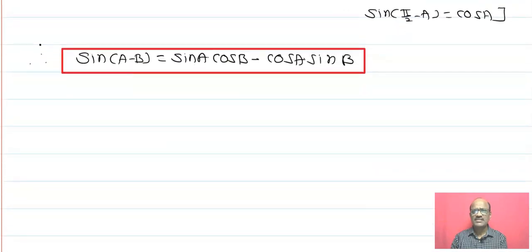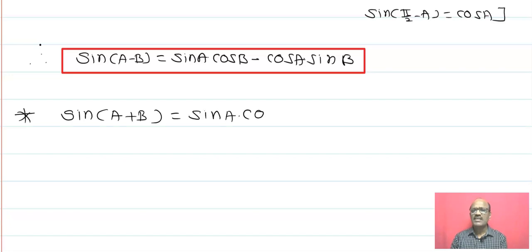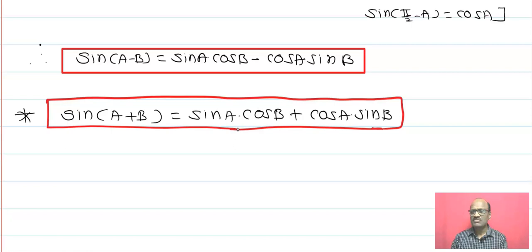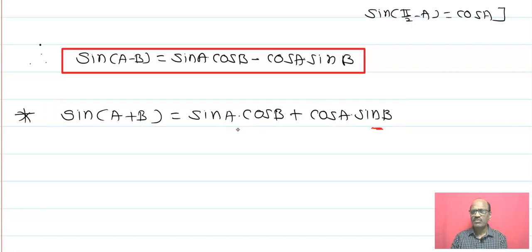Now the next is sin of a plus b is equal to sin a cos b plus cos a sin b. Now see this, the plus sign is between a and b on the left hand side, and also the plus sign on the right hand side. Now these are very very important formulas.